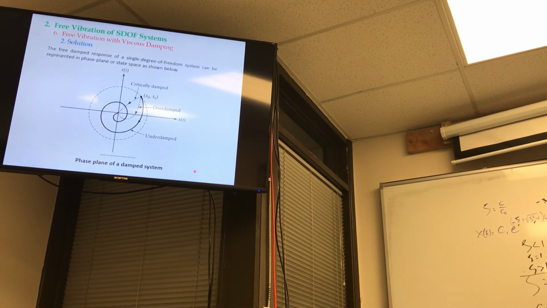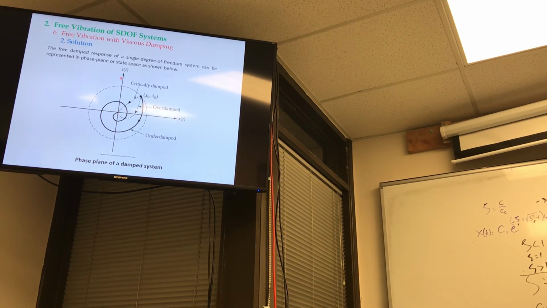Couple more things. On the solution, it says here, the free damped response of a single degree of freedom system can be represented in the phase plane or state space as shown below. What are we showing in here, you think? We're showing a plot of the position with velocity, right?